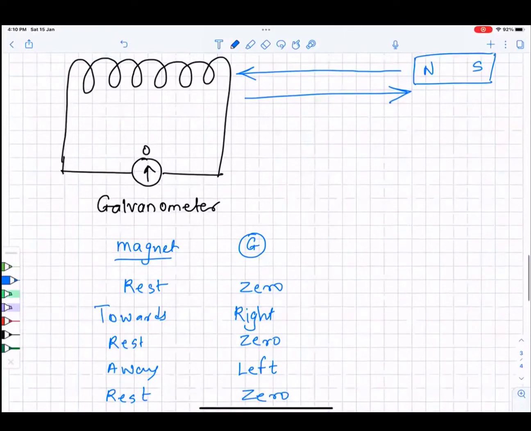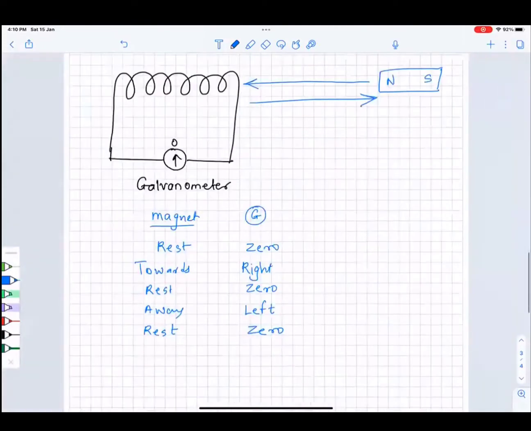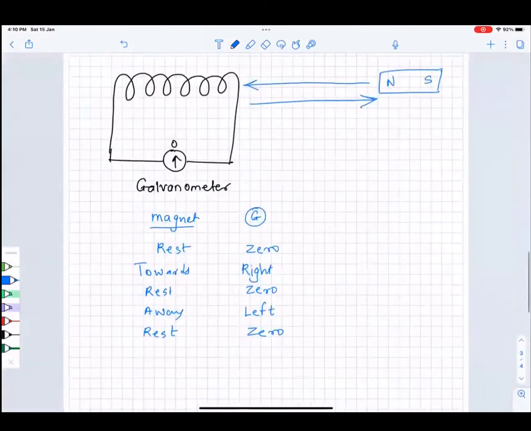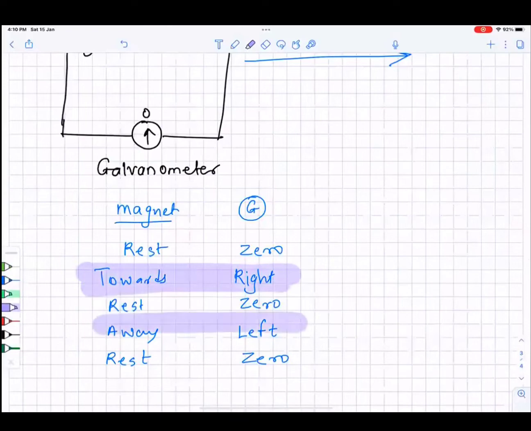Got it? So these are the different positions that they have shown, of the magnet and of the galvanometer. Now we'll discuss, guys, what is the moral of the story. When was the galvanometer showing us deflection? Did you notice? Guys, was the galvanometer showing a deflection all the time? No. Look at it. When was it showing a deflection?